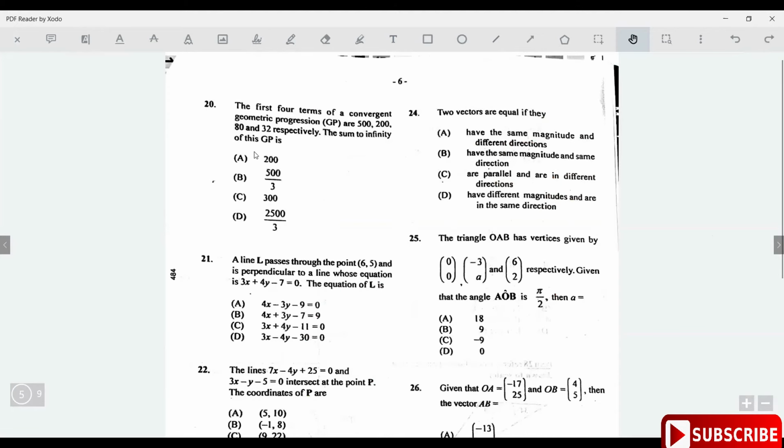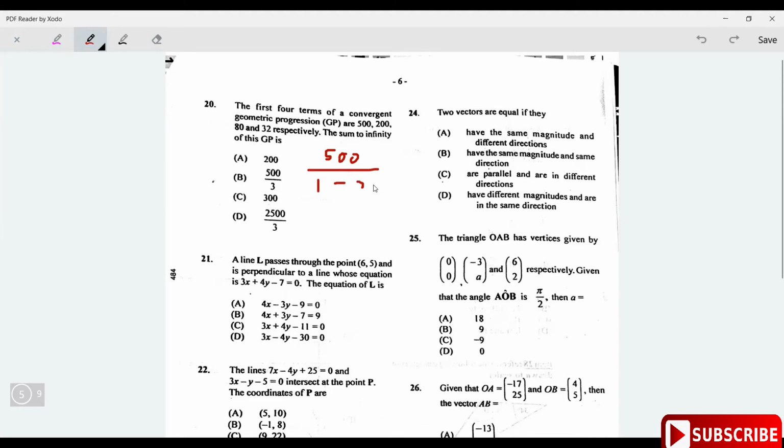Question 20. It says the first 4 terms of a convergent geometric progression are 500, 200, 800, and 32. And it says find the sum to infinity of this GP. The sum to infinity of this GP is a over 1 minus r. So it's going to be 500 over 1 minus r. r is 200 over 500, which is 0.4. 500 divided by 1 minus 0.4 is 2,500 over 3, which is option D. Nice and easy. Solved.